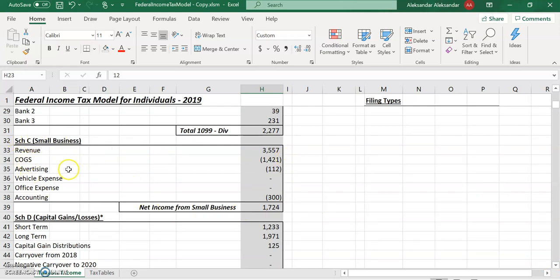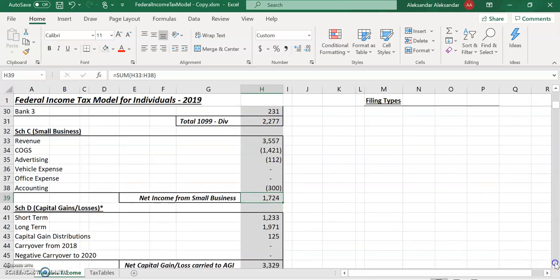I've included the Schedule C. This is, let's say, if you have a small business. Nowadays, it's very popular. When we do introduction in class, many of the students say that they have a small business. They either sell stuff on Amazon or they do something on the side for extra income. So pretty much the way it works is you have your total revenue for the year and then different deductions. These are your expenses, and you arrive at your net income from small business, and you can add that number to the rest of your income.